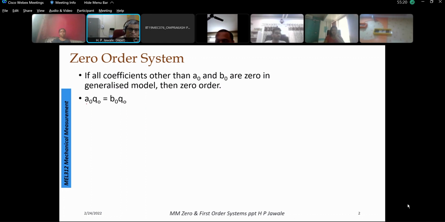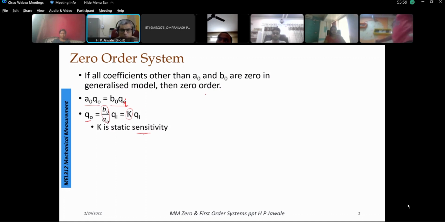So in this condition, A0 times Qo is equal to B0 times Qi. I think there is some mistake; it should be Qi here as input. Please make the proper corrections. So the value of the output given by the system is nothing but B0 upon A0 times Qi, and this ratio of constants is called a constant K, that is nothing but the sensitivity of the instrument or the measurement device.